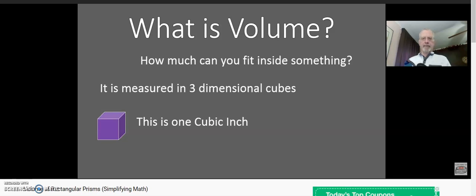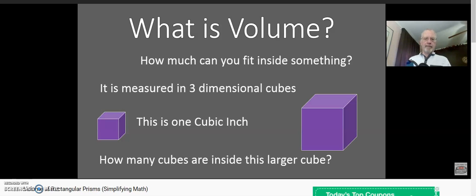Now the way that we calculate volume kind of looks like this. If I had this larger cube, and I asked myself how many of the smaller cubes can fit inside this, I'd start placing the smaller cubes inside there. 1, 2, 3, 4, 5, 6, 7, 8. So there's 8 cubic inches inside of this larger cube. And that's the basics of volume.